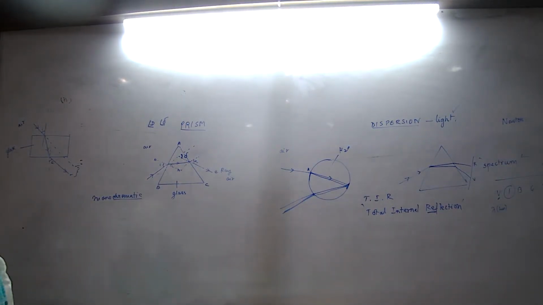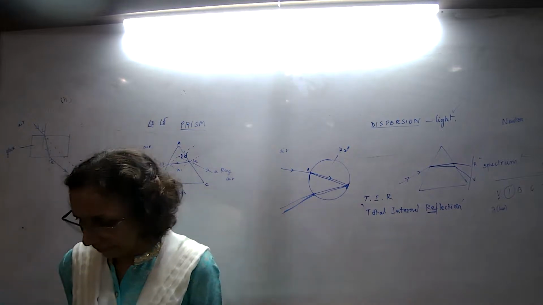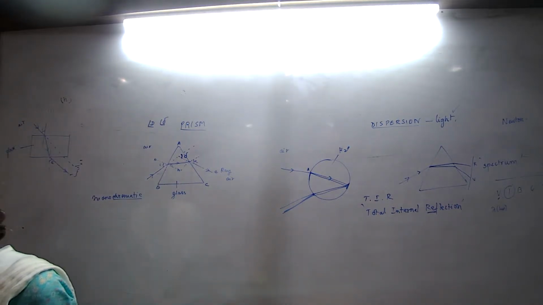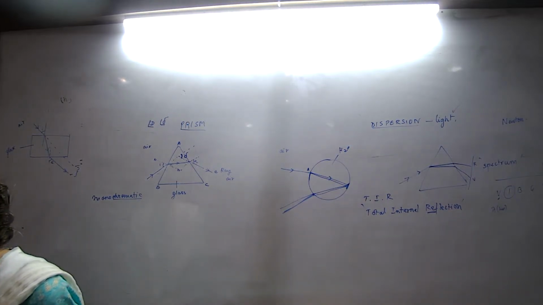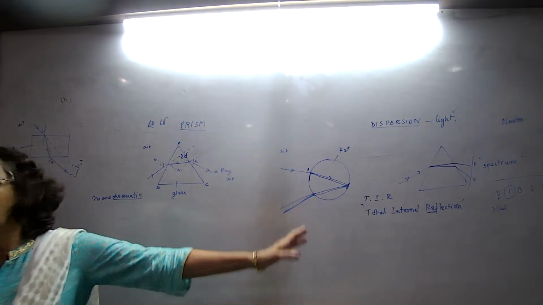Formation of a rainbow. First point. I'm not giving that entire explanation, but a few important words that you should remember. First point: water droplets act as tiny prisms.